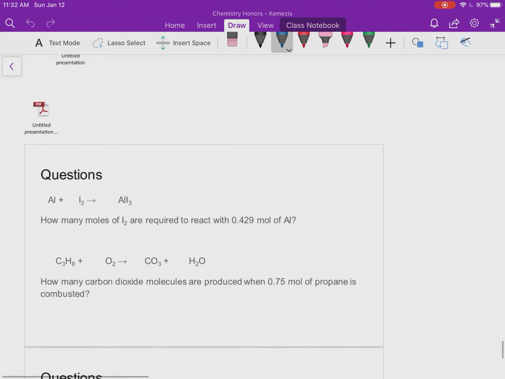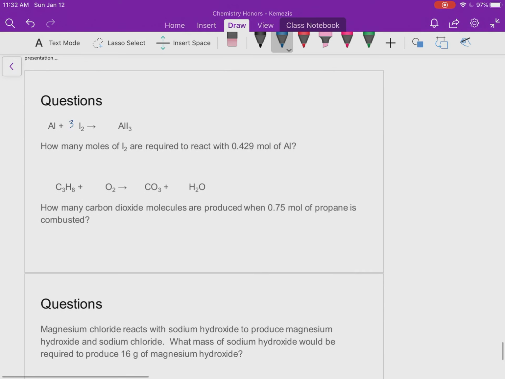So I need to get those in balance, and we can get a 3 here and a 2 here, right? The common multiple between 2 and 3 for I is 6, so we got that, and then that means I have to put a 2 in front of the aluminum. Okay, so we'll start it off nice and easy here, and it says how many moles of I2 are required to react with 0.429 moles of aluminum.